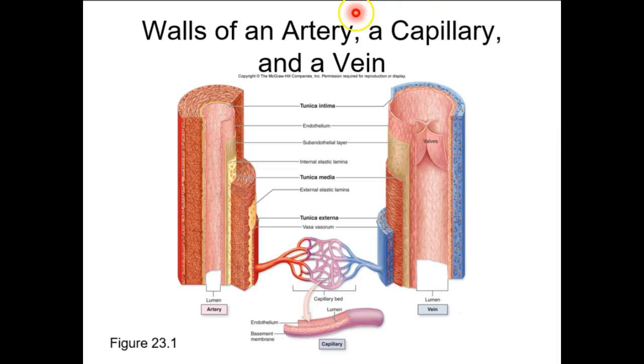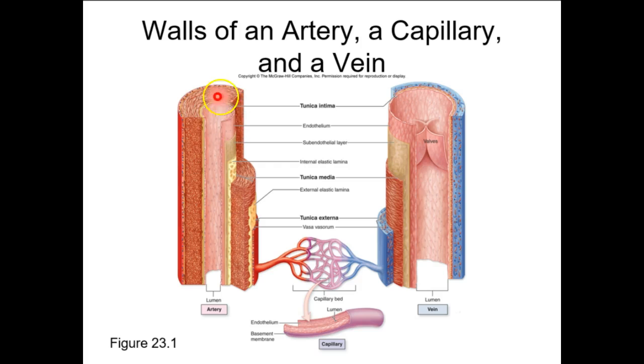We are going to go from very, very large arteries that leave the heart to progressively smaller arteries, to arterioles, to capillary beds, and then it's going to go back from small to large again. So here's your basic anatomy of arteries and veins. You have three tunics, three layers. It's tunica intima, tunica media, and tunica externa.